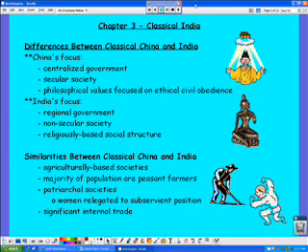Now we look at similarities. What's the very first similarity we have here? Agriculturally based society. Is this a good similarity? Okay, is it true? Yes. Is it a good similarity?